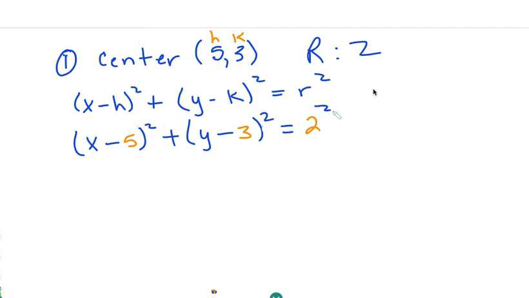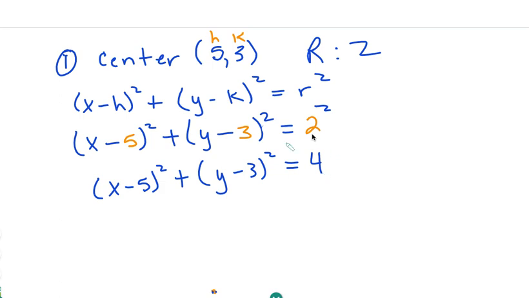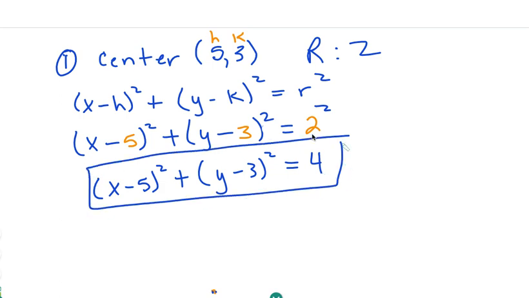squared. And then we just look to see what we can simplify. So we can't simplify anything on the left, but we can simplify on the right. So the equation for this circle is going to be (x - 5)^2 + (y - 3)^2 = 4. That is the equation of the circle whose center is (5, 3), and whose radius is 2.